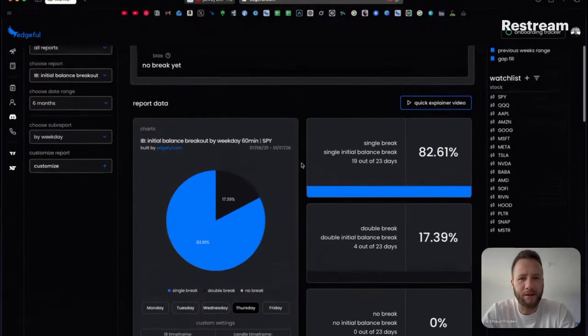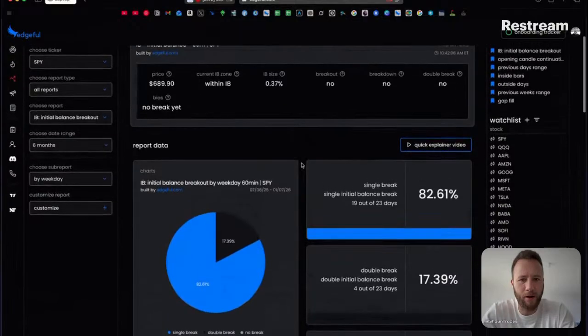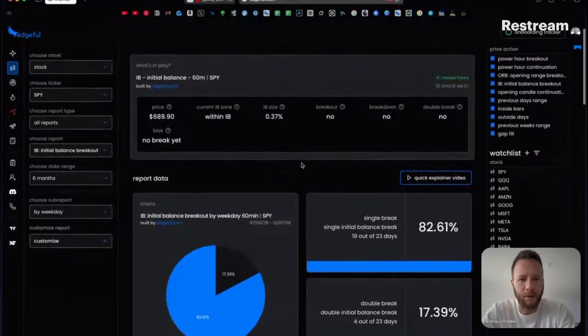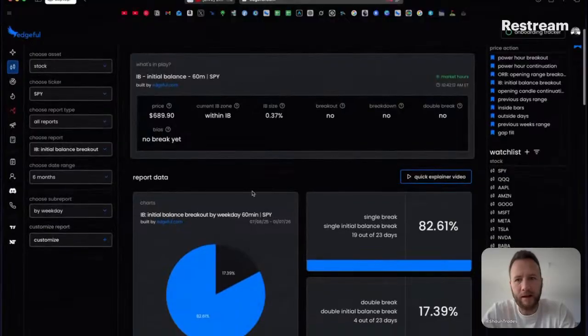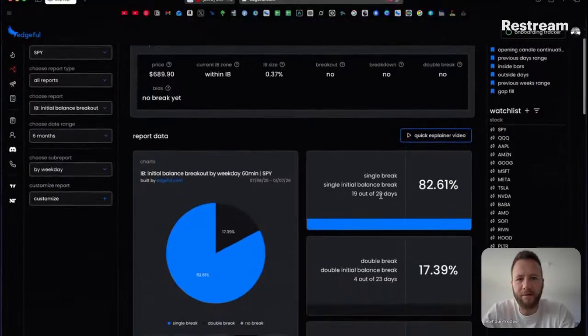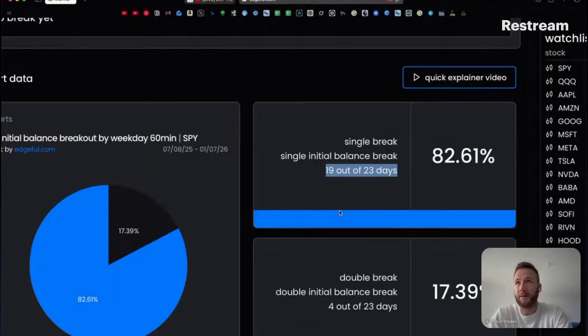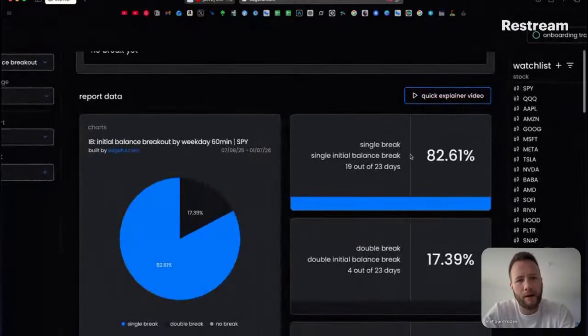Anyway, let's move on to the next part of the initial balance breakout report. We've got our numbers here, 82.17, but you might think that there's only 23 days of data here, 23 days from the last 6 months. There've been 23 Thursdays, but you might want more, which is fair enough.